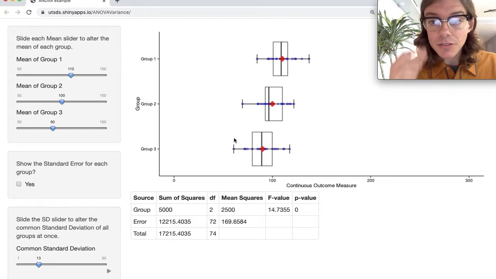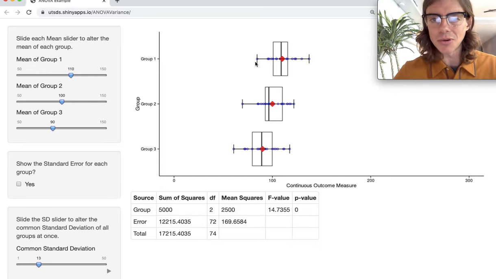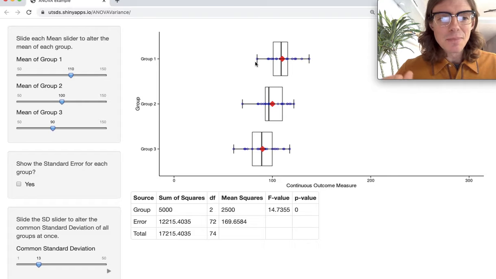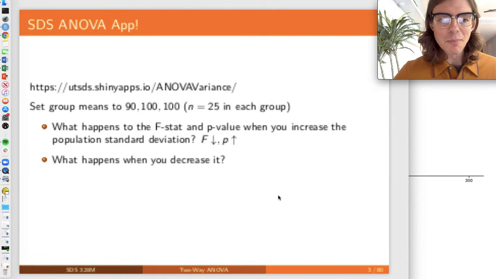Cool. So this is just something fun to play with, right? Like if you want to keep broadening your intuition for these things. But let's do an actual example, because I know this kind of lacks context. It's just talking about groups and outcome or whatever. So let's actually do an example. Feel free to tinker with this, right?